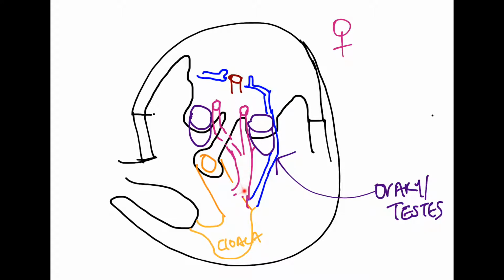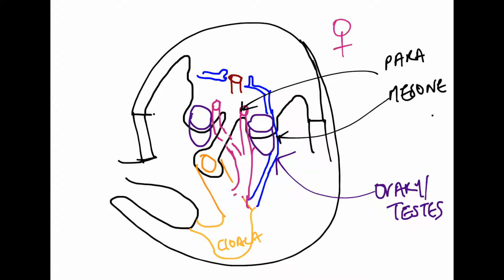Okay, so now that we've formed the uterovaginal sinus, the mesonephros needs to degenerate. I forgot to write down the distinction. So this is the mesonephros, and the pink one is the paramesonephros. So the mesonephros degenerates. There's no more mesonephros in the female, and the female is only left with the paramesonephros.